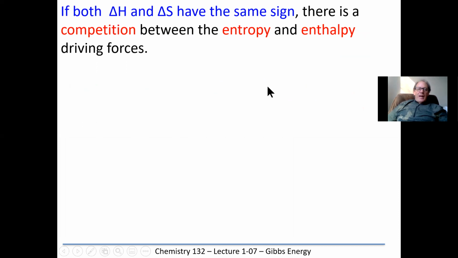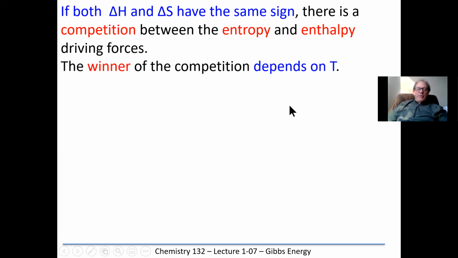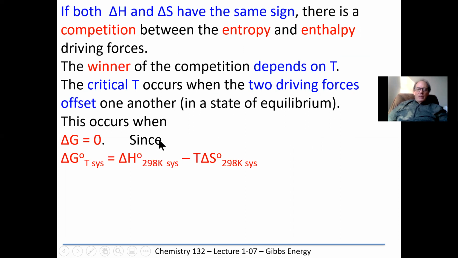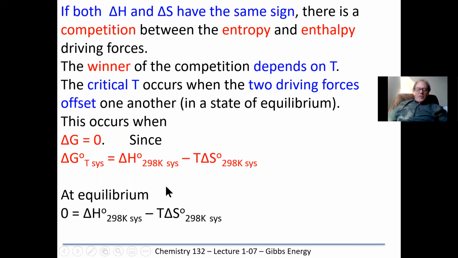If both delta H and delta S have the same sign, there's a competition between those two values. The winner of the competition depends on the temperature. A critical temperature occurs when the two driving forces offset one another. And this occurs when delta G is equal to 0. The system will be at equilibrium. So when the system is at equilibrium, we can make delta G of the system equal to 0. And then we can rearrange this equation to find out the temperature at which this equilibrium happens. We can also establish it as the temperature which is a minimum or maximum at which spontaneity will occur.